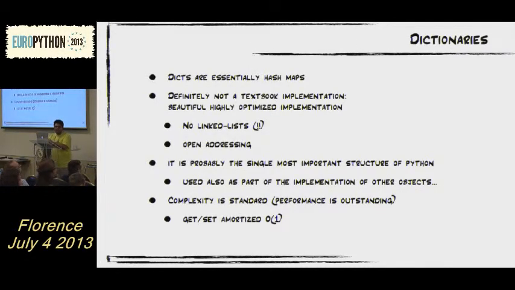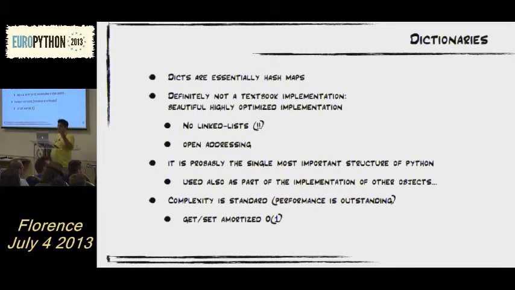which are used everywhere. It's probably the most important single thing in Python. Objects are implemented with dictionaries. We have seen the dict attribute. And most algorithms that we want to implement in Python may be using a dictionary somewhere, because it's very fast. It's definitely not a textbook implementation. It's a beautiful, highly optimized implementation. So you won't see linked-list hash tables here. Open addressing is done, which is actually more memory friendly.